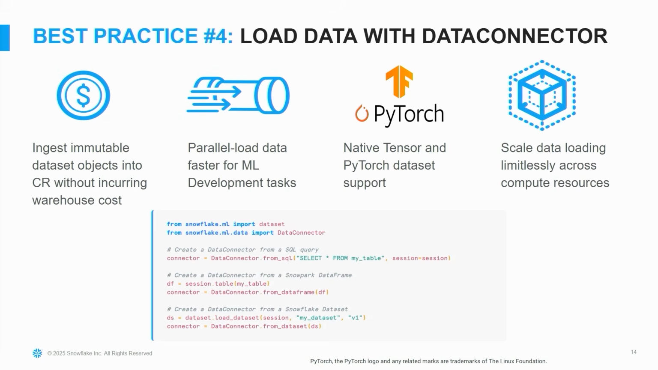The last one on the development side is also use the data connectors. Data connectors in the container runtime are super efficient at bringing large-scale data sets into the container runtime for those distributed training and distributed hyperparameter tuning tasks along the way. These are immutable data set objects that allow you to bring that in without incurring significant select query costs. They load the data in parallel for large-scale development tasks, have native support for things like PyTorch datasets and TensorFlow objects, and allow you to scale this limitlessly across your compute resources without wasting a bunch of compute just getting access to data for your model training jobs. So use the data connector APIs as much as possible for those training jobs.